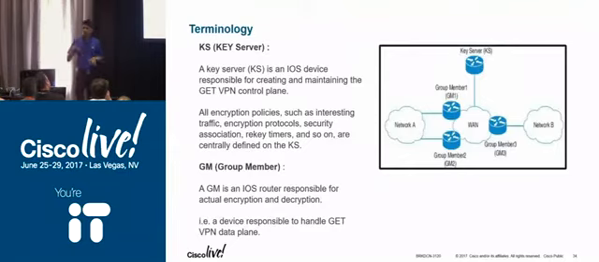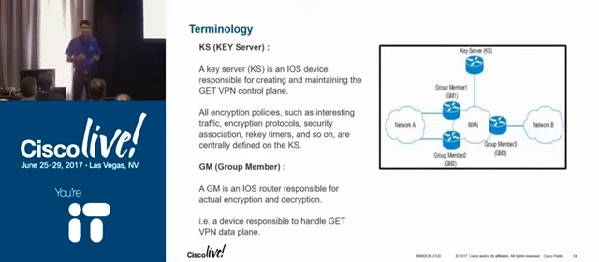Moving ahead to some of the terminologies that we'll use with GET. That's the diagram, the picture towards your right-hand side. You have a key server and your group members, and a typical GetVPN deployment would consist of these two routers, the KS, or the key server, and the GM, which we'll call the group member.